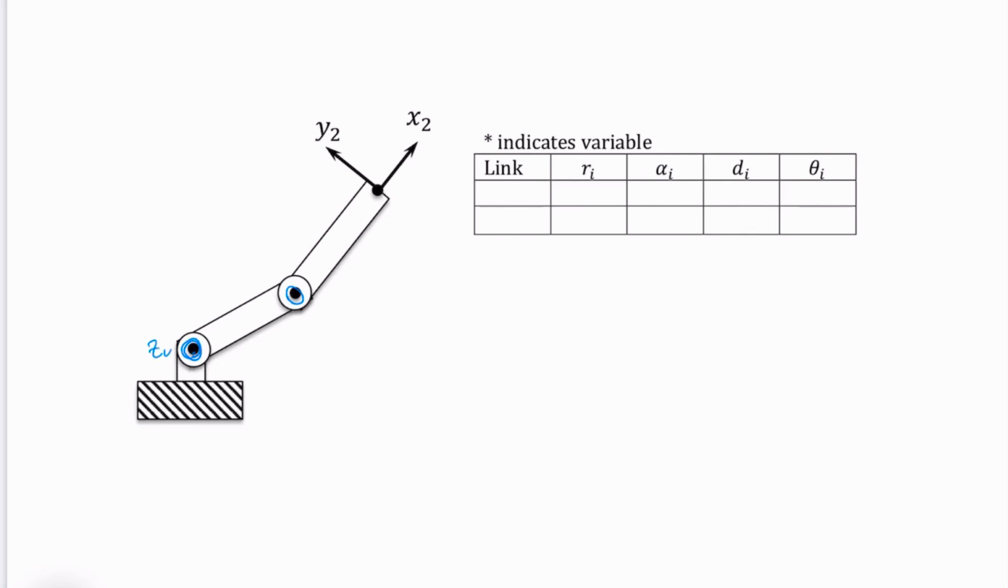That's going to be Z0. Right over here is Z1. And then somebody's handily given me the final frame. This is going to be Z2 coming out of the frame there.